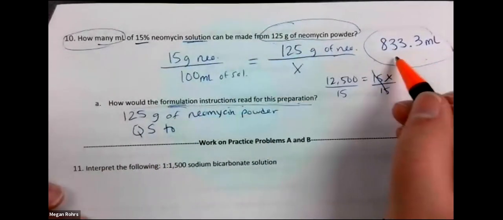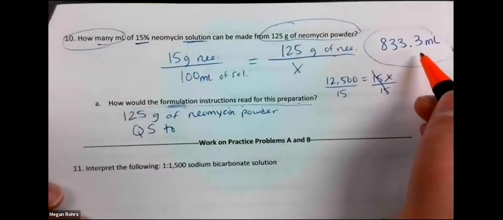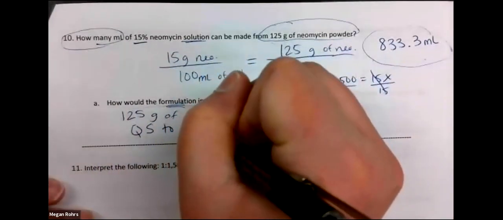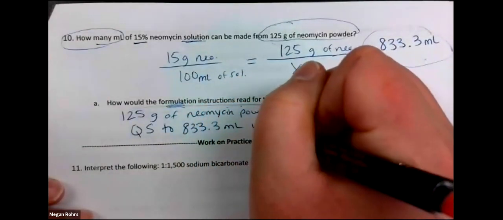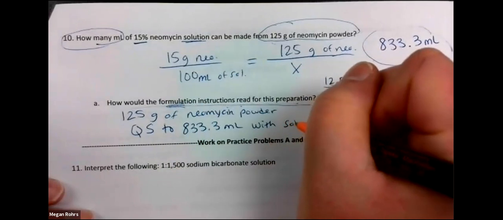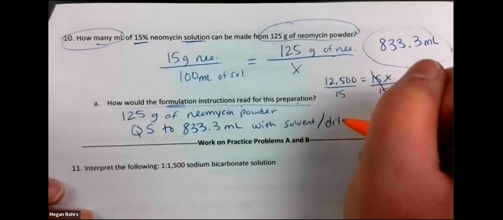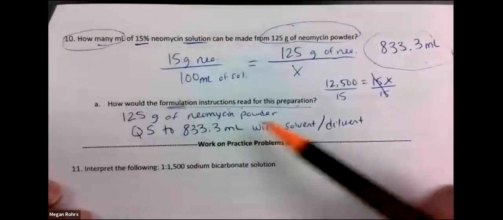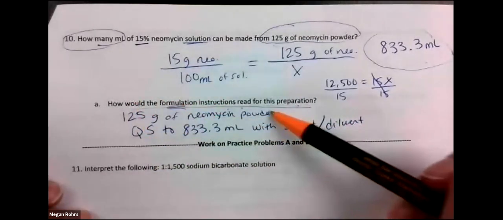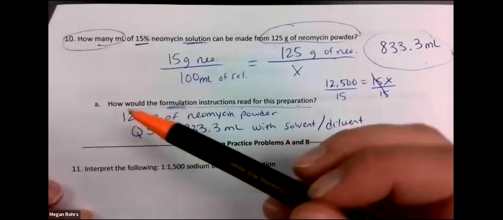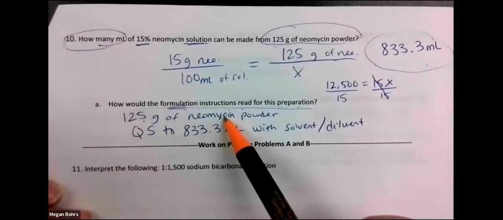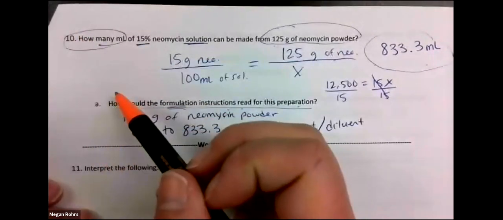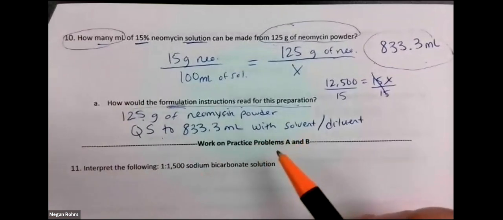which basically means add enough water to get up to, in this case, a total volume of 833.3 mils. So we're going to say QS to 833.3 mils with solvent or diluent. Both of these words mean the same thing. Like I said, this doesn't specify what our diluent is, but this would give the technician the instructions on what to do. So first, weigh out your 125 grams of powder, and then you're going to add enough water to bring you up to 833 mils of total solution.